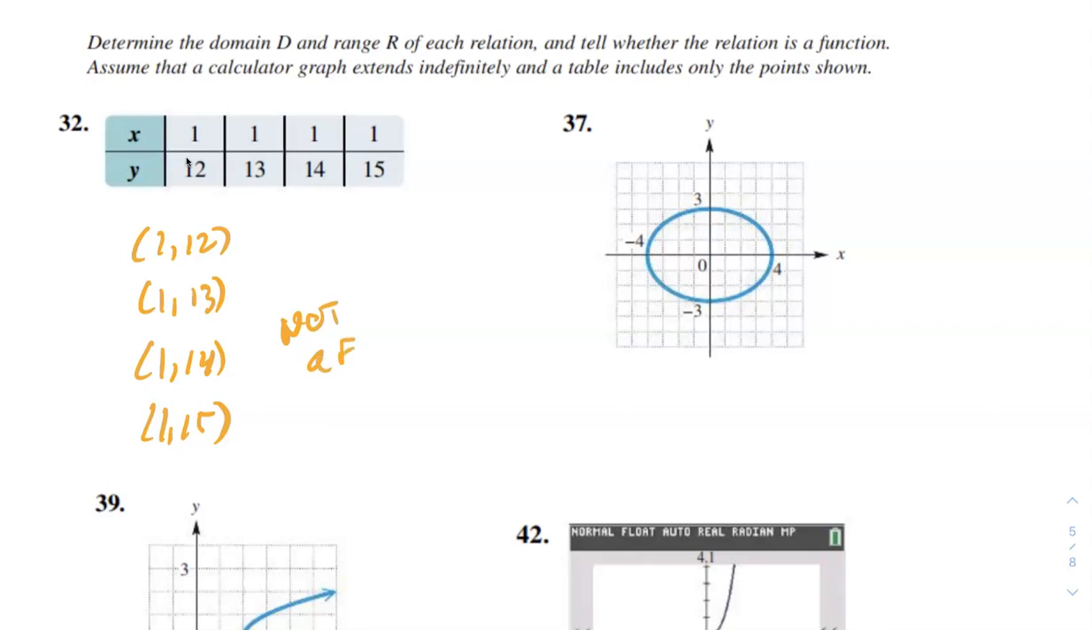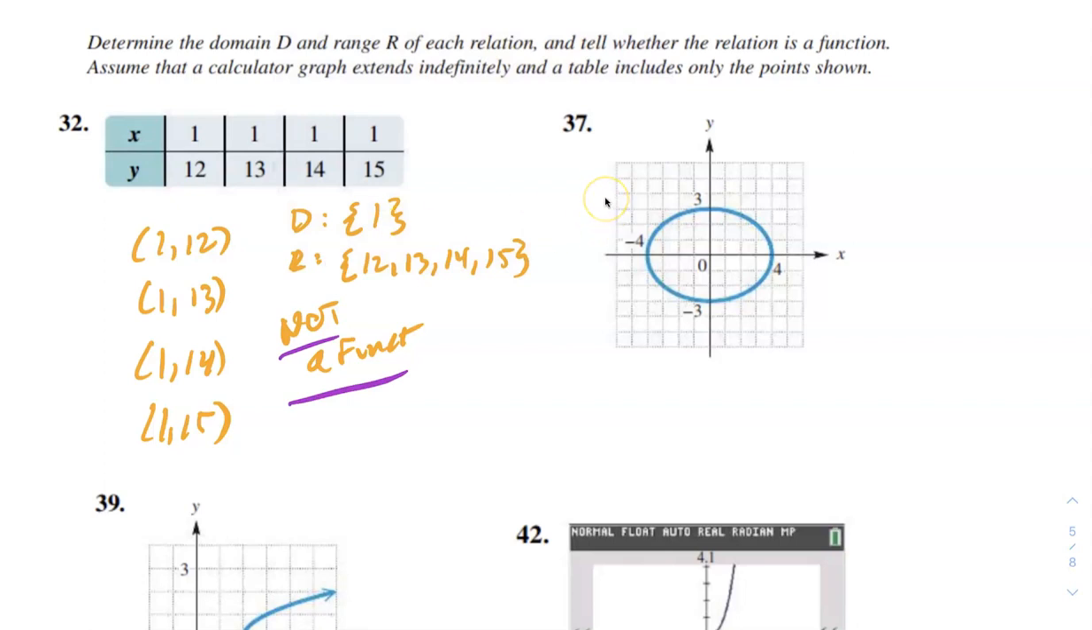I should have done the domain and range first, like they asked. So it's not a function. All the x's are exactly the same. Generally, when you do domain, you only write a number down once. If it repeats, you only write it one time. So I have all ones, so my domain is just 1. My range would be all the y values here: 12, 13, 14, 15. I know we already said it's not a function because all the x values are exactly the same.